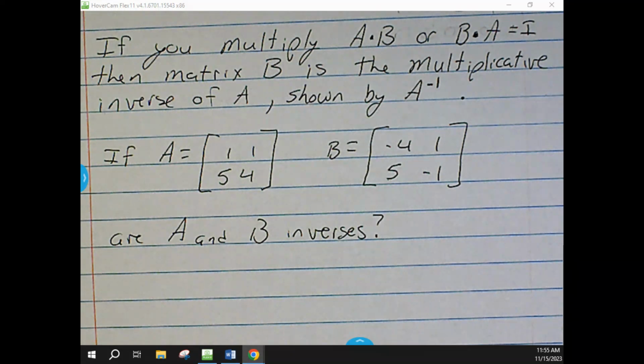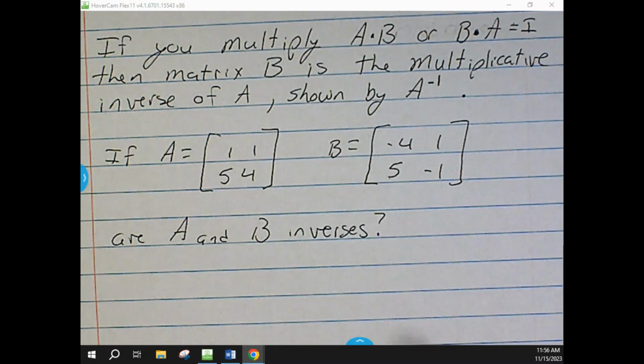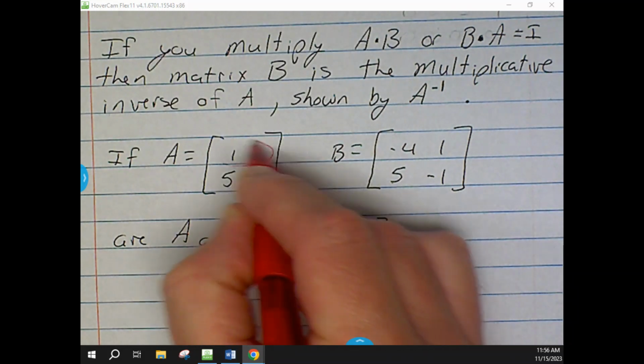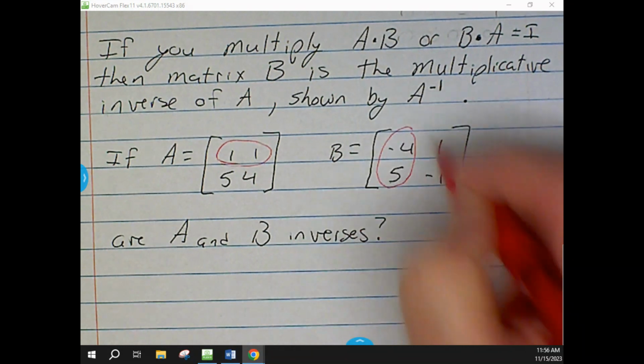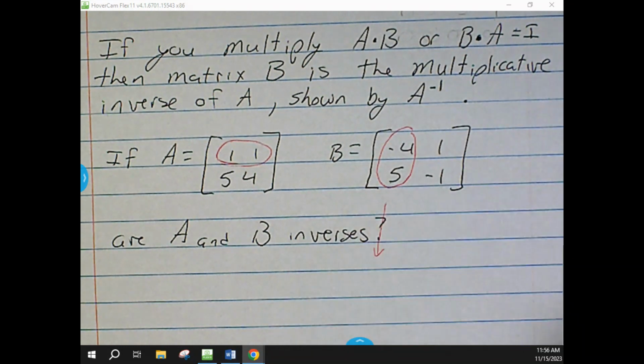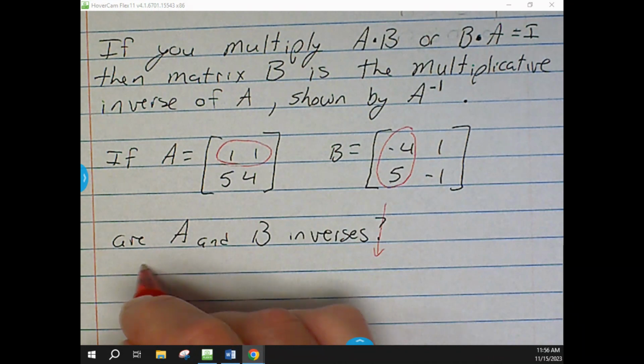Again, if they give you two matrices and ask if they're inverses, all we're doing is multiplication, just like we were doing yesterday, just like we did on the bell ringer. So we're going to take the first row and multiply it by the first column, and put that answer down here. So it's 1 times -4, which is -4.